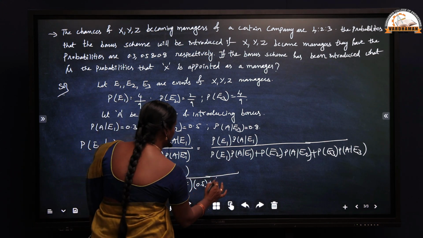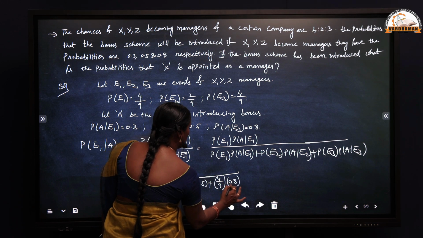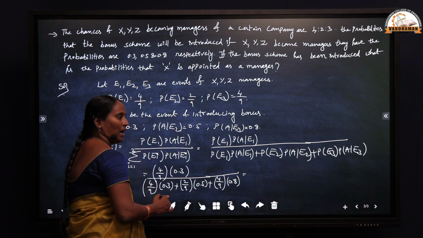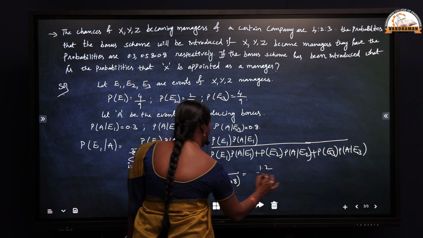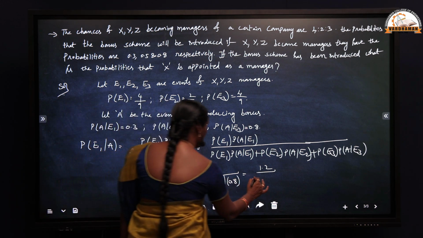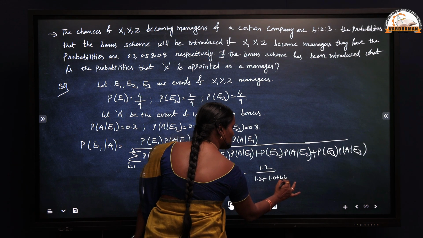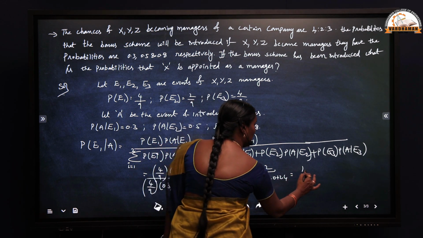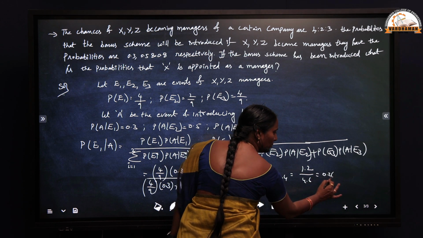P of E3 is 4 by 9 into A given E3. This is 0.8. So now you have to multiply these values. This is equal to, it will be cancelled, 0.3 times 1.2. The denominator will be 1.2 plus 1.2 plus 1.0 plus 2.4. Now let us simplify this: 1.2 by 4.6. The solution will be 0.26.